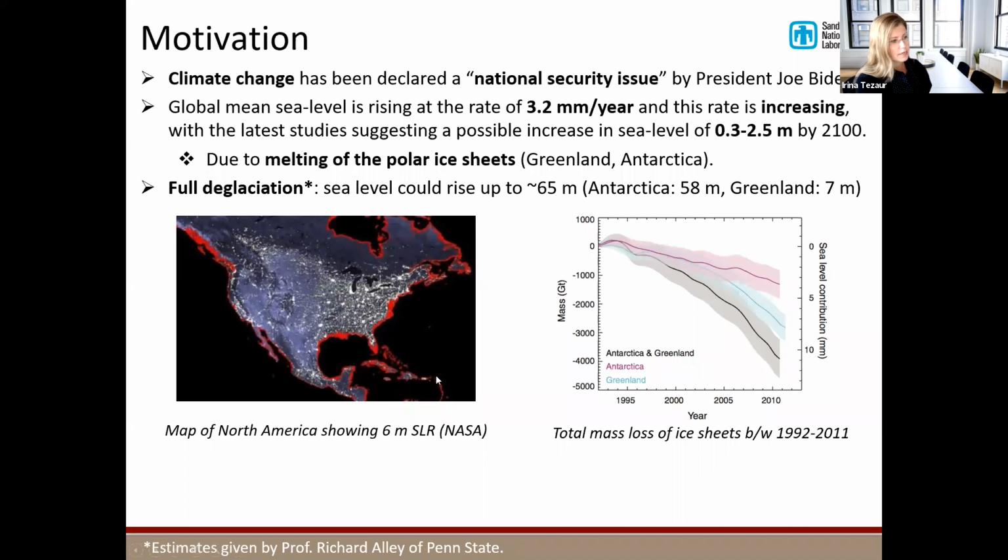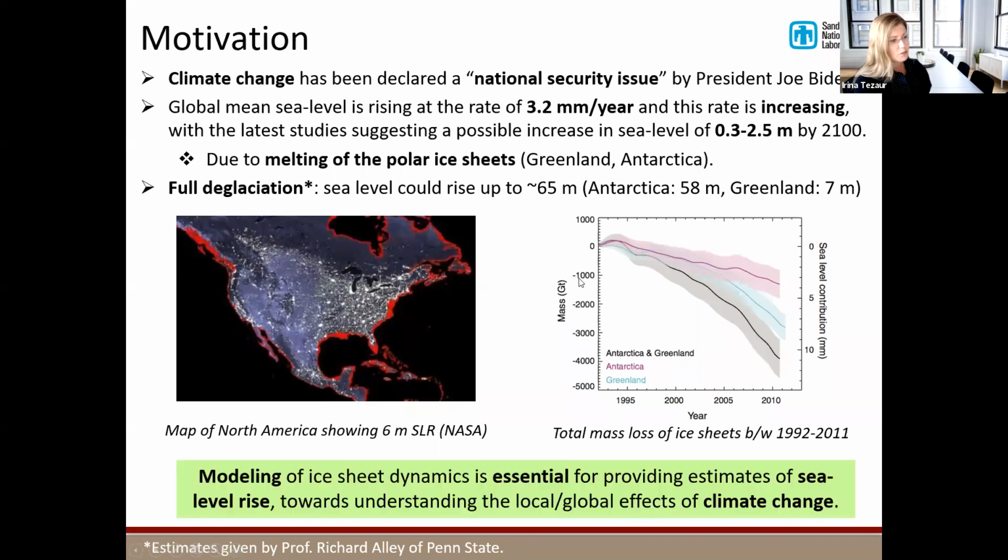This picture here is a NASA image that shows in red the parts of the US that are going to be underwater if you had just 6 meters of sea level rise. It's maybe hard to see here, but we'd all be underwater, and all that prime real estate in Palo Alto would be gone. So this is a real concern. Hopefully this is convincing enough that modeling ice sheets is really important in terms of trying to understand sea level rise and understand the local and global effects of climate change, towards hopefully preventing some of those changes, or at the very least, trying to prepare for them.